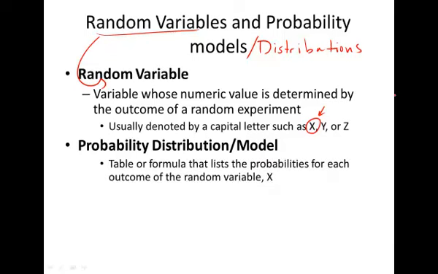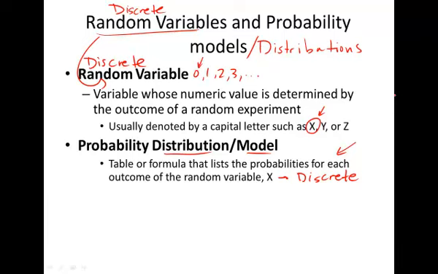Okay? A probability distribution or a probability model is a table or formula that lists the probabilities for each outcome of the random variable X. This only works for discrete random variables, because with continuous, there's just too many to list, right? So currently, we're specifically talking about discrete random variables, which, as you remember, are whole numbers. I may not have mentioned this, but 0 is possible, like having 0 planes sitting on the tarmac, right? So 0 does count as a discrete number.